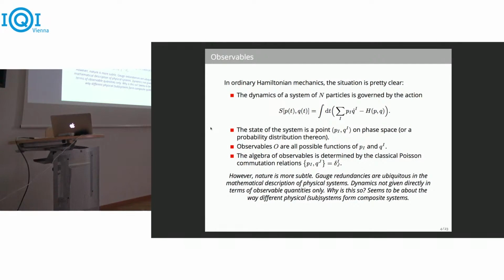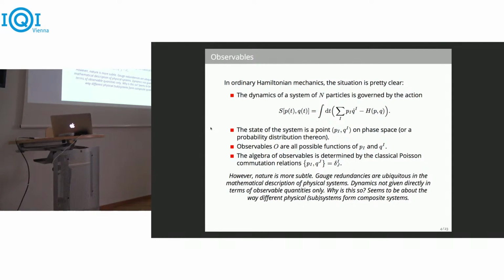So in ordinary Hamiltonian physics, everything is very clear to us. The Hamiltonian is basically a symplectic potential. The action is basically the symplectic potential minus the Hamiltonian. And we know immediately what are the observables, which are simply all possible functions on phase space. And the algebra of observables is inferred from the classical Poisson brackets.